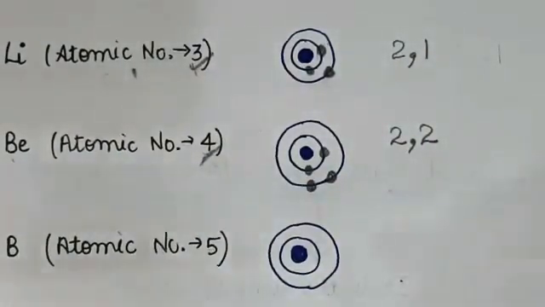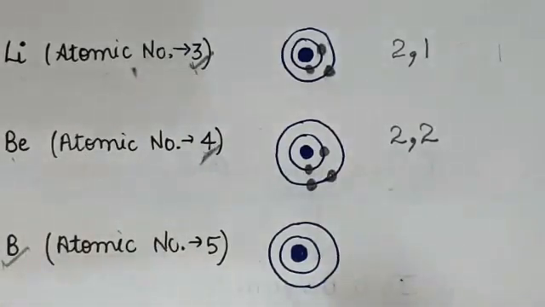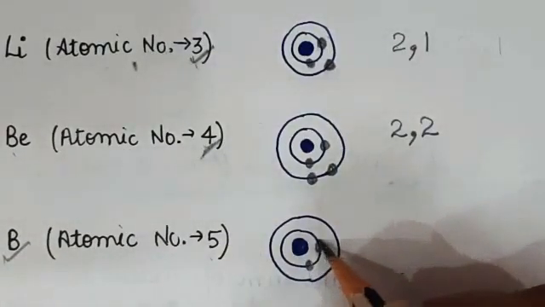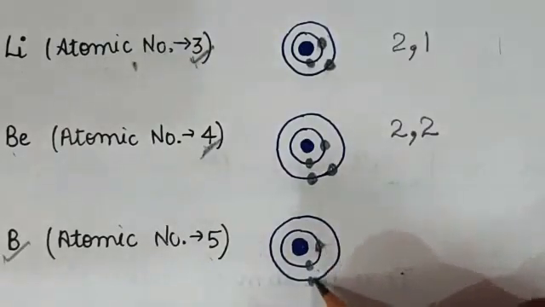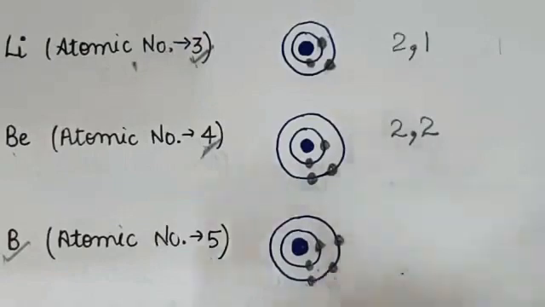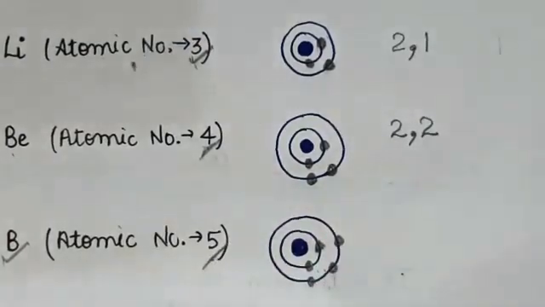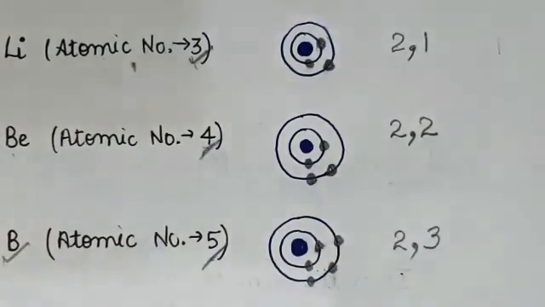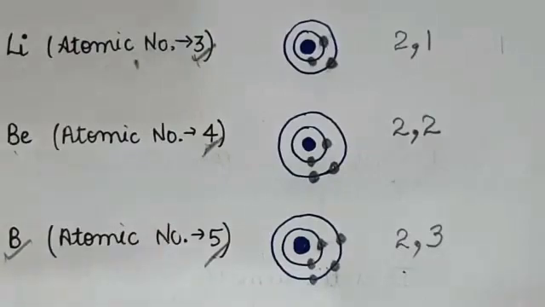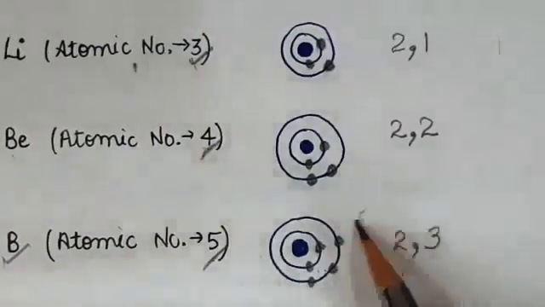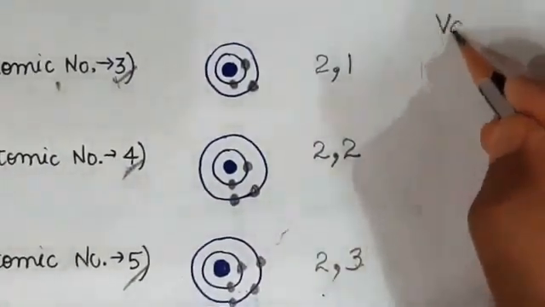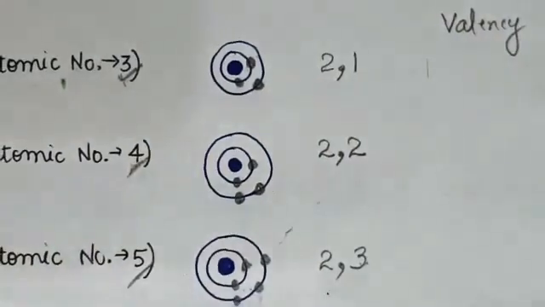Let us take another example. Boron. What is the atomic number of boron? It is 5. So let's start filling the electrons. 2 electrons in the first shell. And how many are remaining? 3. 3 electrons in the second shell. So the total gives 5. So write down the electronic configuration: 2, 3. Okay, so now you are clear how to fill the electrons and how to write down the electronic configuration. Now next comes valency. How to calculate the valency?